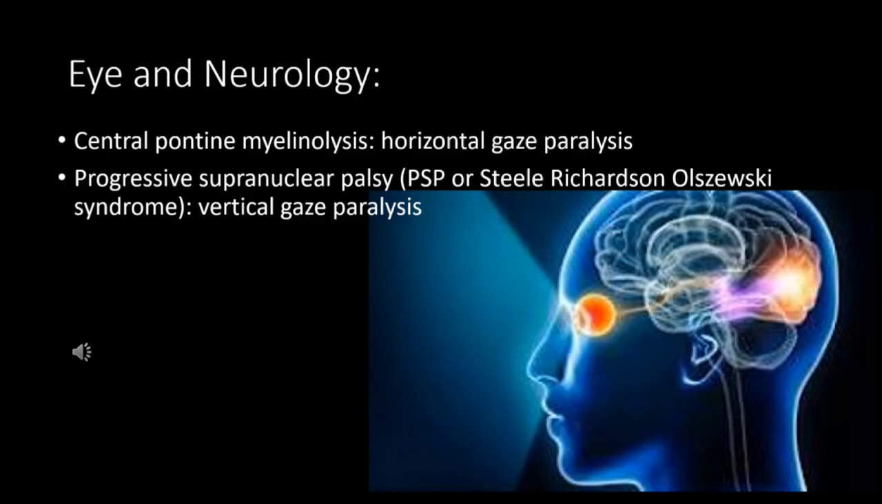The last idea we want to tackle here is the importance of the eye examination in detecting some neurological diseases. For example, if we see the horizontal gaze is paralyzed, we may think of central pontine myelinolysis that occurs in the setting of overcorrecting hyponatremia. Also, if we see vertical gaze paralysis, this may indicate progressive supranuclear palsy, that is a type of Parkinsonism.